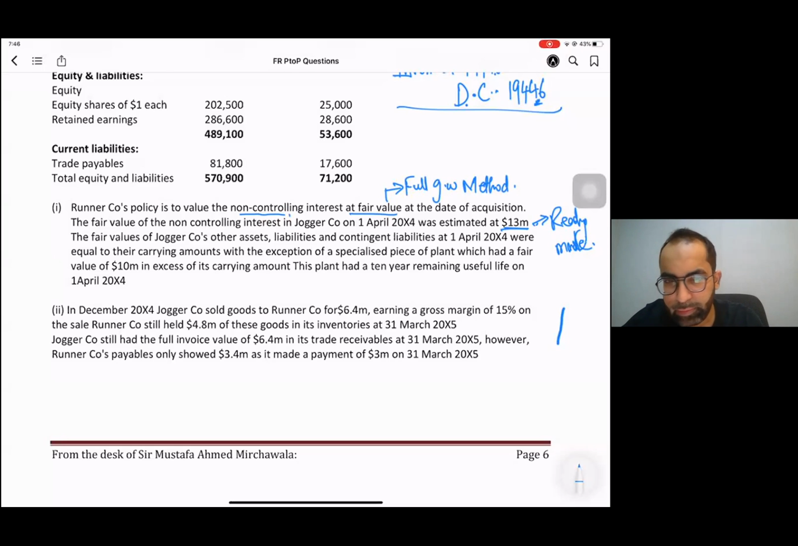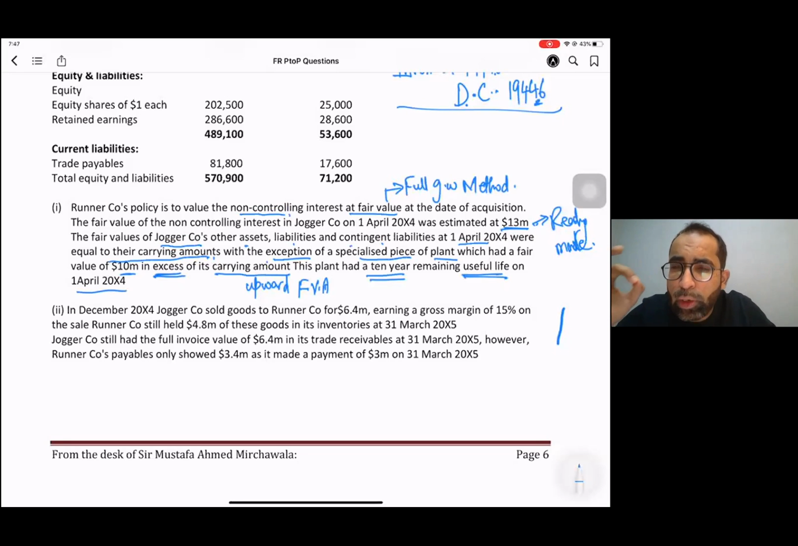Great. Good response. Now, what they are saying: the fair value of Jogger company's, that is S company's, other assets and liabilities and contingent liabilities at 1st April X4 were equal to their carrying amounts, with the exception of a specialized piece of plant which had a fair value of 10 million in excess of its carrying amount. Means upward fair value adjustment. This plant had a 10-year remaining useful life at 1st April X4. Very easy.